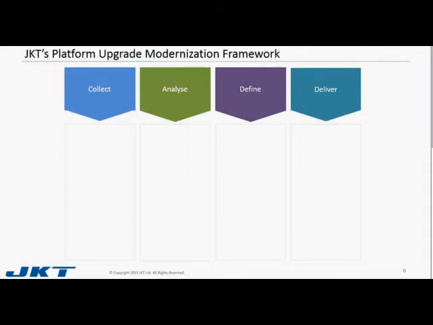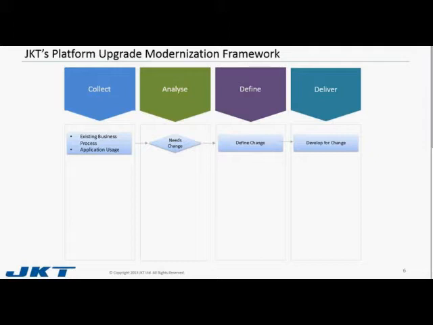So we just wanted to give you a high-level framework on how you want to move forward on that. This framework is based on four simple principles: you collect the information about your system, you analyze that information, then you define the solution, what you want to do, and then you deliver the solution. So let's take the very first item when we talk about the platform upgrade: before you take this journey, you want to evaluate your business objective, and then based on that, the first thing you want to understand is what is the existing business process of your application.